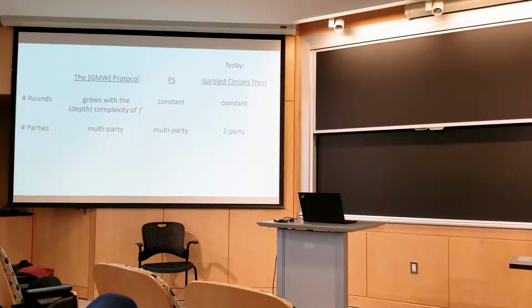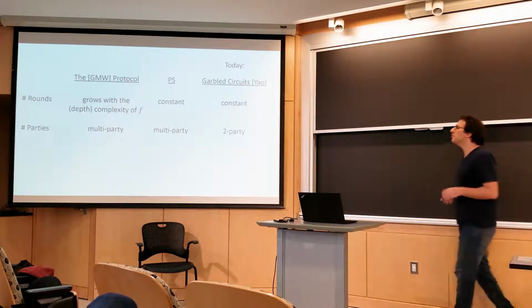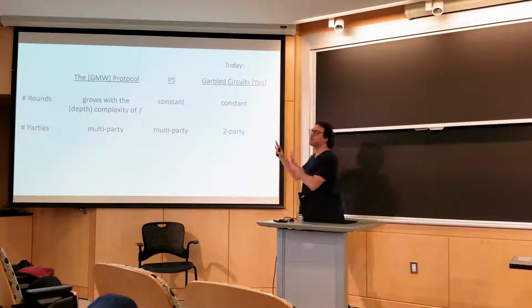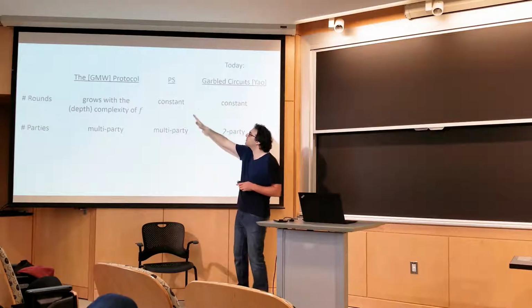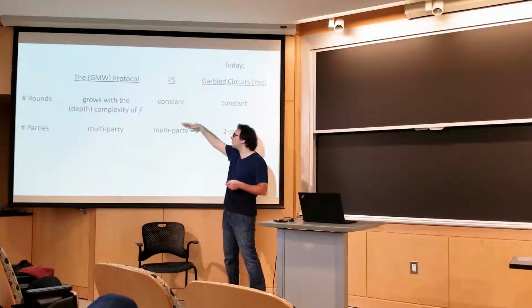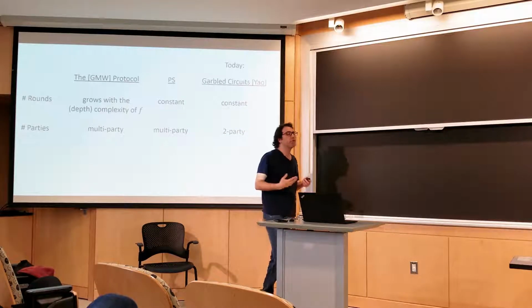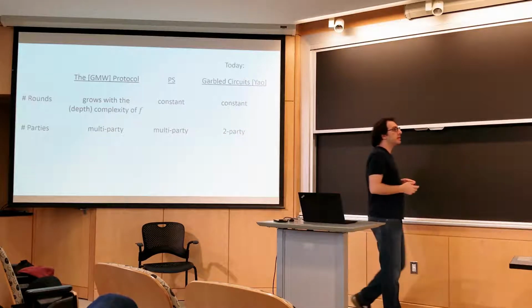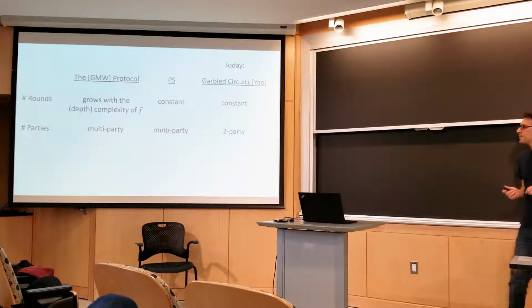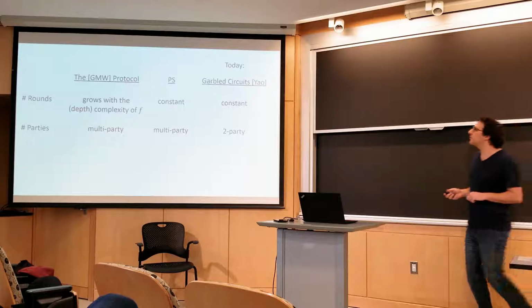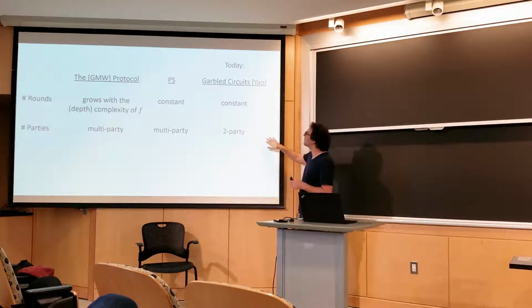Now, what you can do, and what you will do in the problem set, is try to combine these two protocols together to get the best of both worlds. So you can use techniques from garbled circuits and GMW to construct one protocol that has a constant number of rounds and supports multi-party. And I think this is a question in the homework, I'm not sure. So the plan for today is just to cover this.